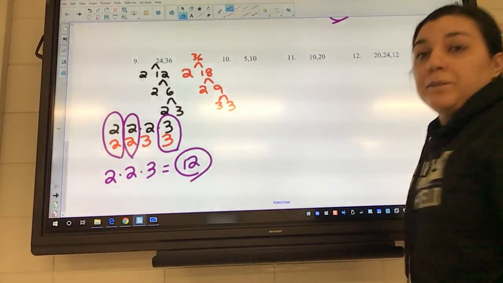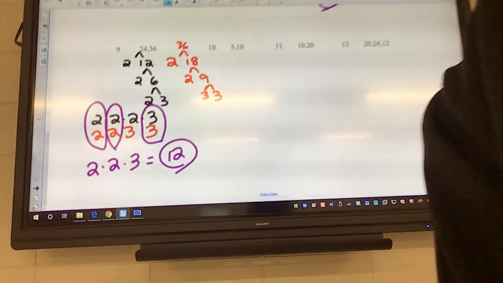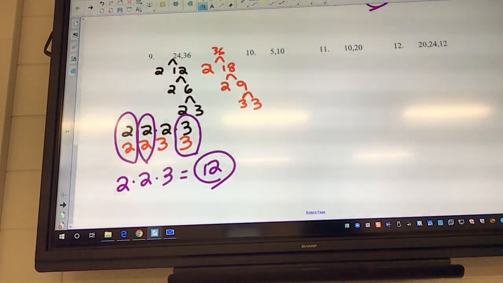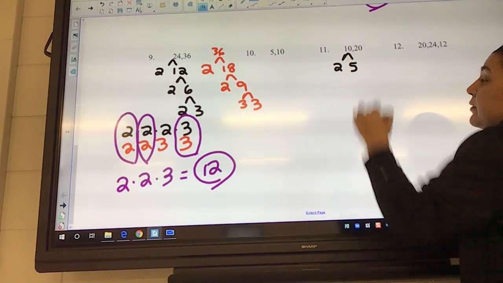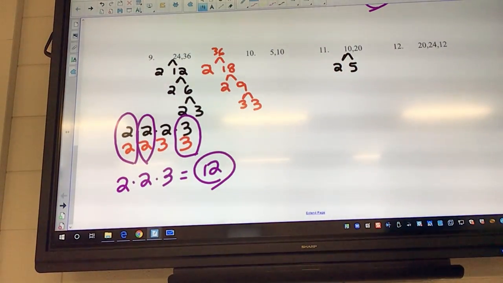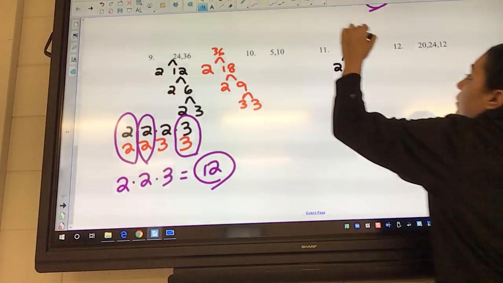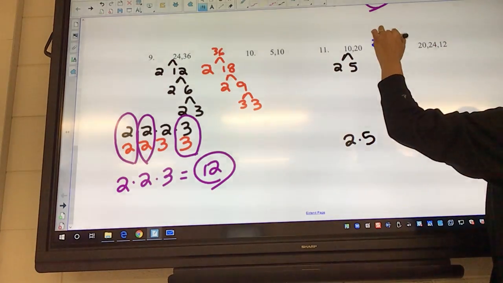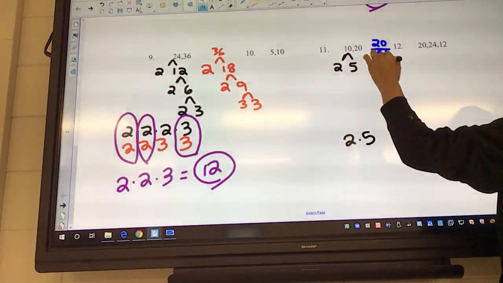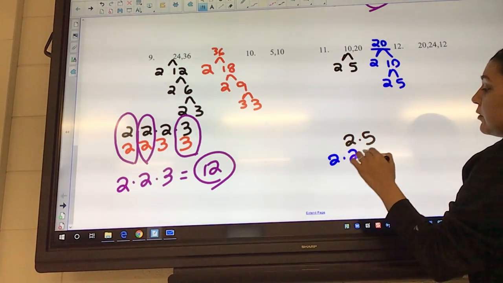Okay, look at 11. Okay, 11, I got 10 and 20. Okay, 10 and 20. And so we can say, well, what's the greatest common factor between these two numbers? Okay, so 10 can be divided by 2, and it's going to give me a 5. So that's good. Those are already done. 2, 3, 5, and 7. Okay, and then 20. Okay, 20, I got a 2 and a 5. And 20, it's going to be 2 and 10, 2 and 5. Okay, so 2, 2, 5.